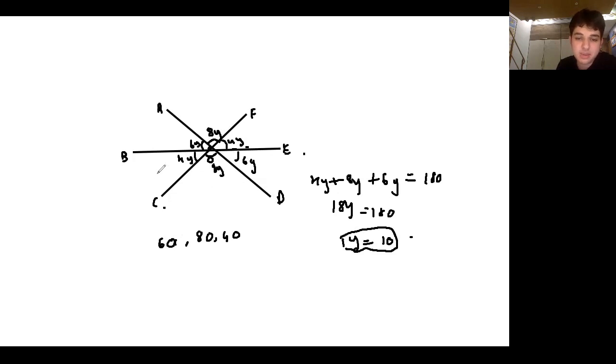All right, so that means this would be 40, this would be 80, this would be 60. All of this adds up to 180. This would be 60, this would be 80, and this would be 40. All of this adds up to 180, and they all fulfill their vertically opposite angle properties. All right, and so that really is the end of this chapter.